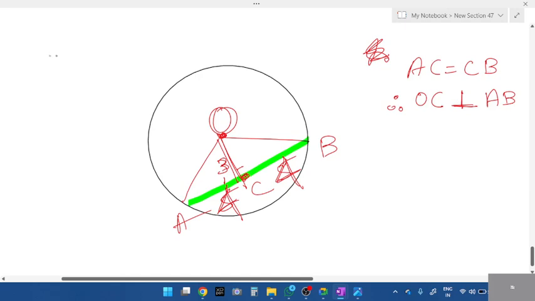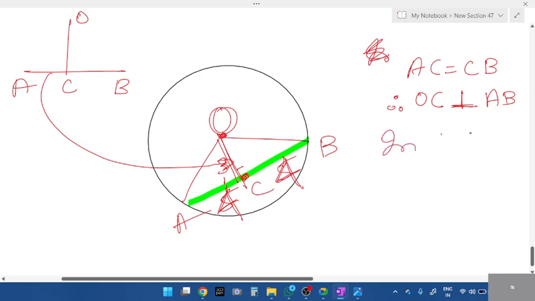Therefore, OC, look at this symbol. Isn't it given here? That is what I have taken, which means OC is perpendicular to AB. That is the meaning of the perpendicular symbol, students. We call it the perpendicular symbol, OC perpendicular to AB.